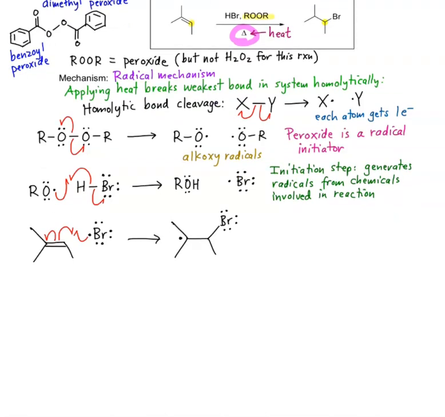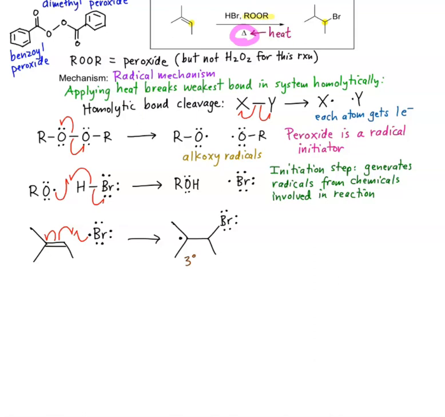Now, we can classify radicals the same way that we classify carbocations. So this is a tertiary radical, and the order of stability of carbon radicals is the same as the order of stability of carbocations, meaning that a tertiary radical is more stable than a secondary radical, and that's more stable than a primary radical. So it's the carbon that can better accommodate or better stabilize that radical that's going to get it. So the tertiary radical forms preferentially.